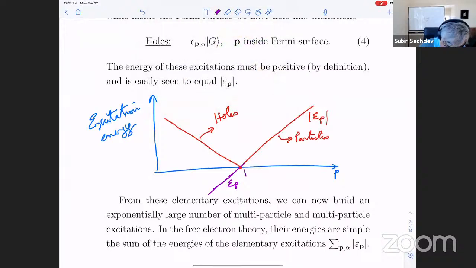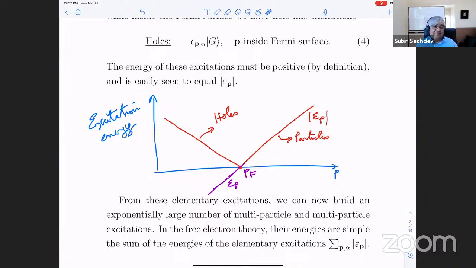So this is the momentum PF. And there's no singularity in EP at PF, but there is a singularity in the excitation energy at PF. So that's a subtle point that Landau's Fermi liquid theory deals with in a kind of clever way, which I will describe in a minute.